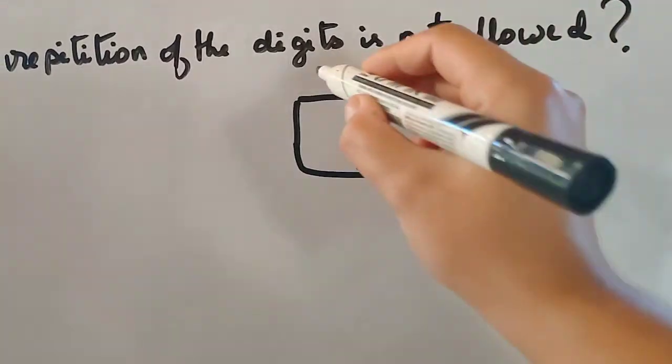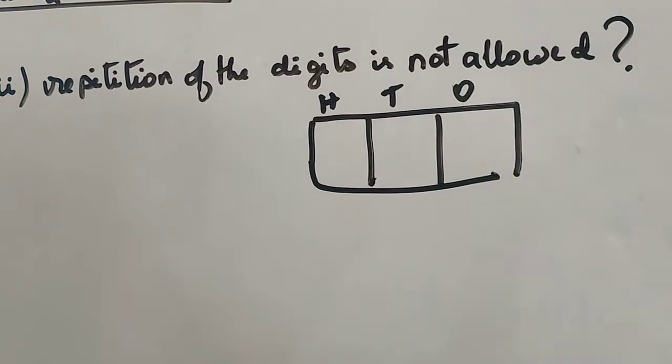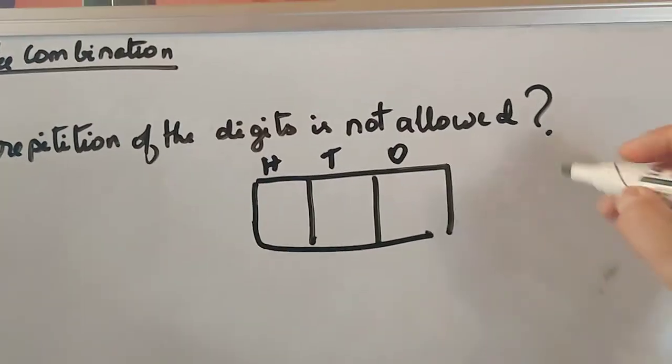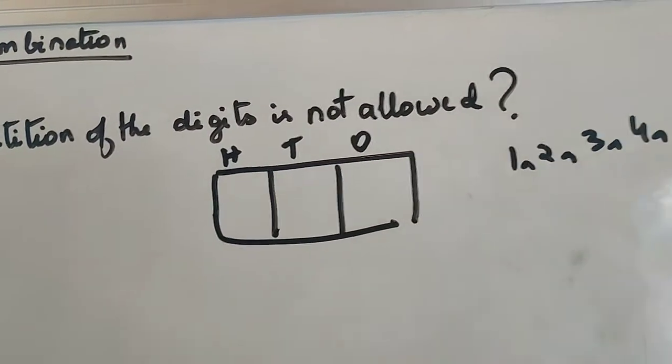This is your 100 place. This is your 10 place. This is your 1 place, or unit place. Now the numbers given are 1, 2, 3, 4 and 5.